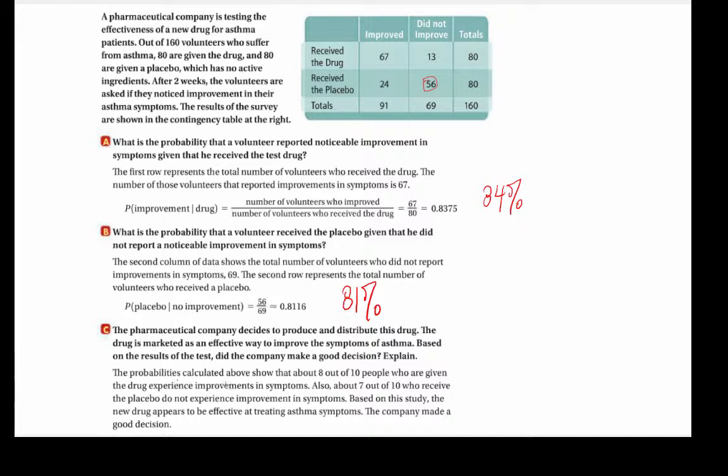So the probabilities calculated above show that about 8 out of 10 people who are given the drug experience improvements in symptoms. Also, about 7 out of 10 who receive the placebo do not experience improvements in symptoms. Based on the study, the new drug appears to be effective at treating asthma symptoms, so the company made a good decision. So they're basically saying because so many people that got the drug improved, and so many people who didn't get the drug did not improve, they went ahead and stated that the company made a good decision. And I would probably tend to agree.